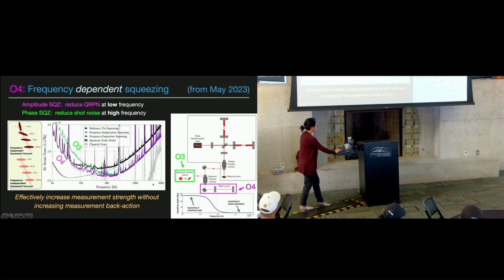And so what we actually see is pretty cool. So again, the black one is the quantum noise, the detector noise that we measure without squeezing.